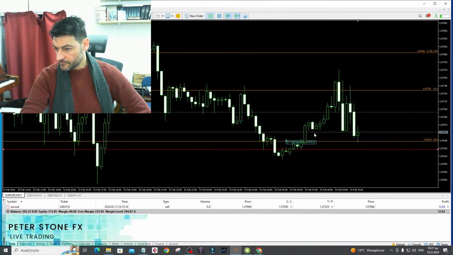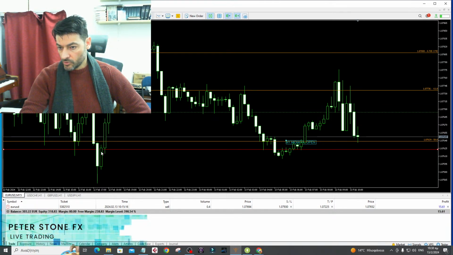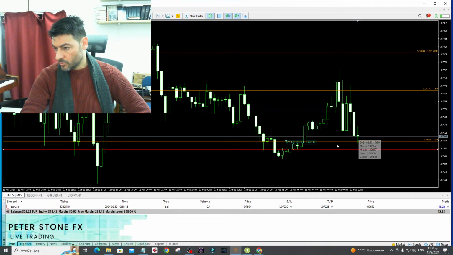Percent fair value gap, expected retracement, but here is the target. And here is not a bullish block. This candle hasn't surpassed this one. So you see now it's going down.